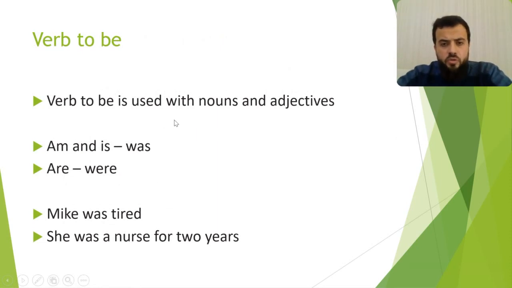Now, let's talk about the verb to be. The verb to be is used with nouns and adjectives as usual. Now, in the past, am and is become was, and are becomes were. So, Mike was tired. In the present, we say Mike is tired. In the past, Mike was tired. She was a nurse for 2 years. So, this was in the past. She's not a nurse anymore.